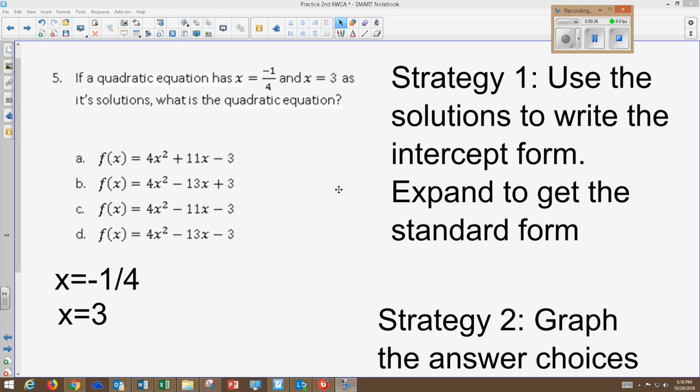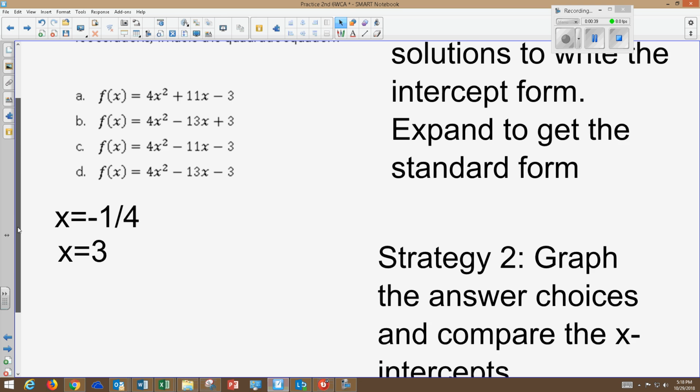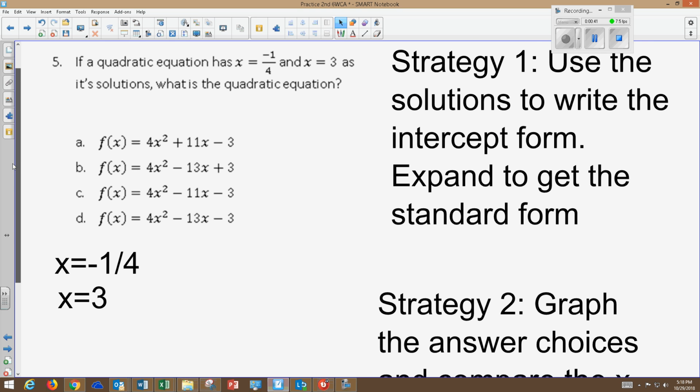We have two options. We can either use the solutions to write the intercept form and then expand to get the standard form, or we can just graph the answer choices and compare them with the x-intercepts that we're looking for. So let's look at strategy 1. So here are our two solutions.